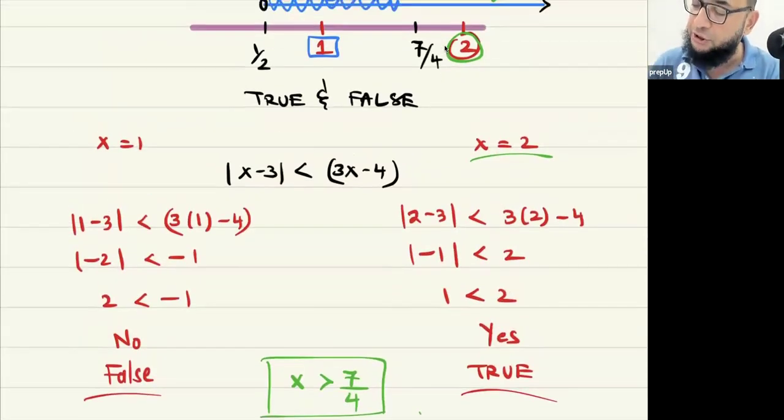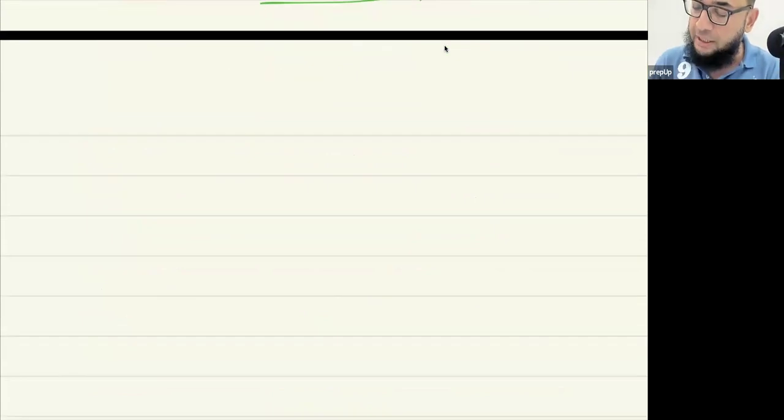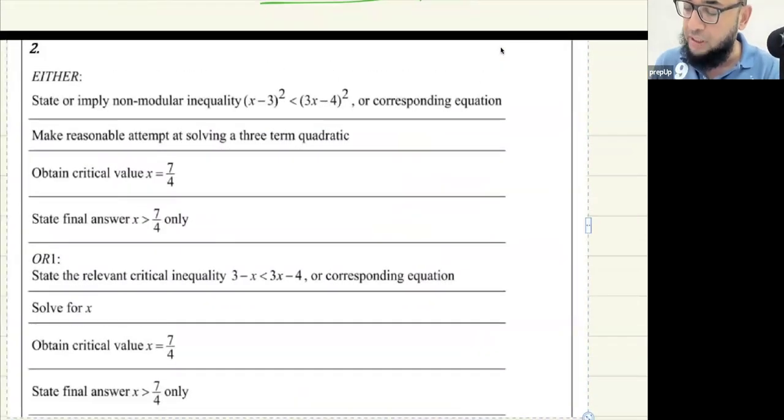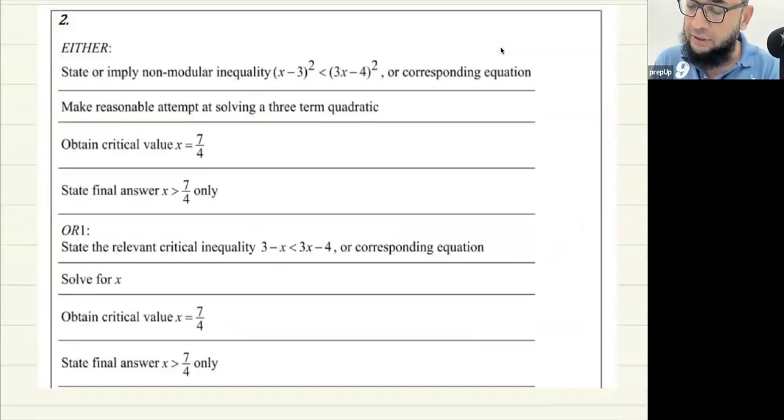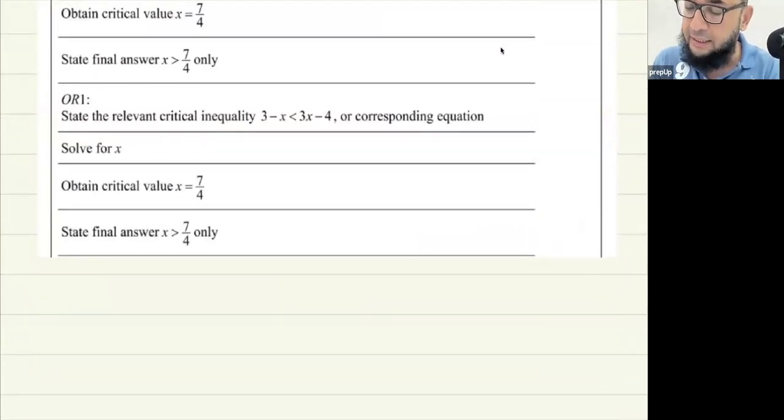Let me add a page. Let me write it over here. And this is all good, all clear. So that is the answer. X is greater than 7 over 4.